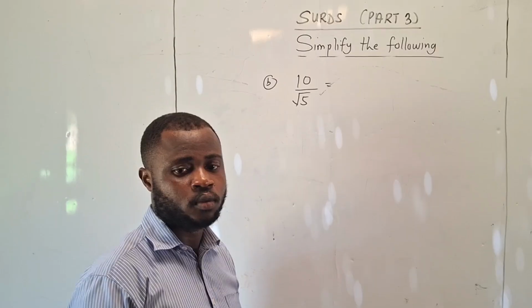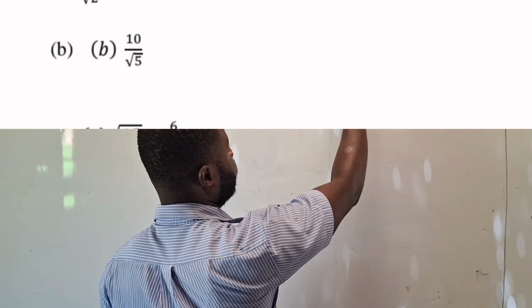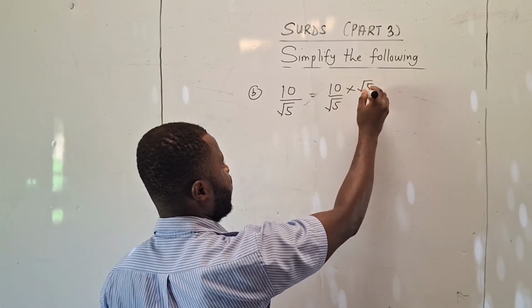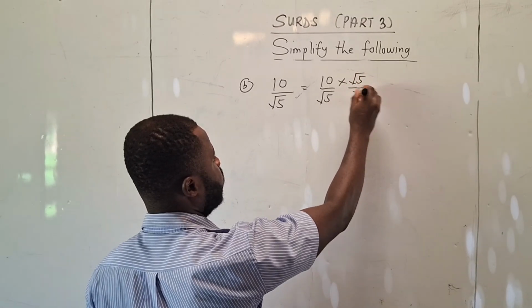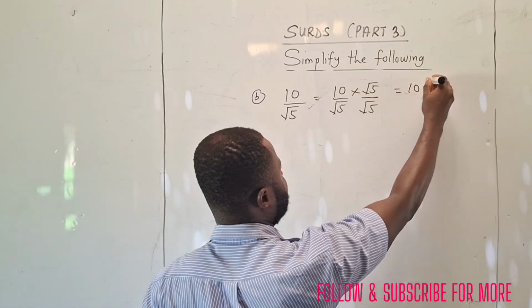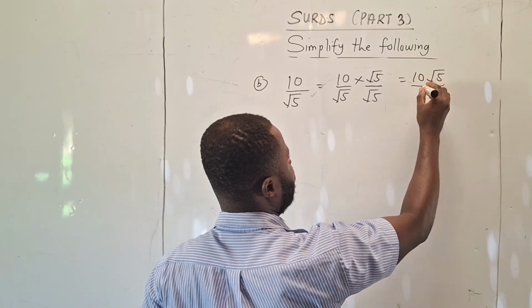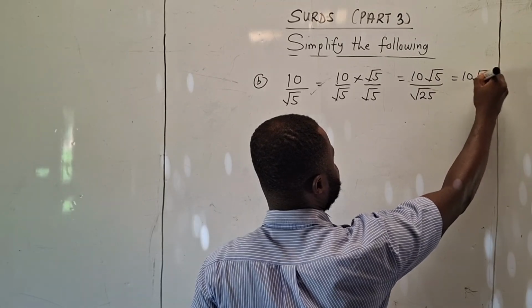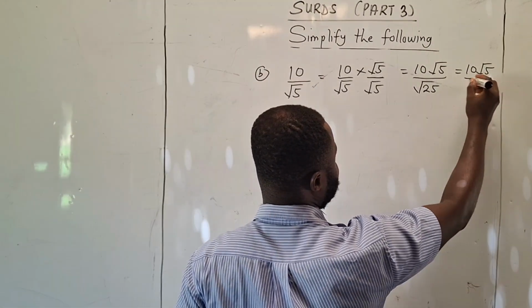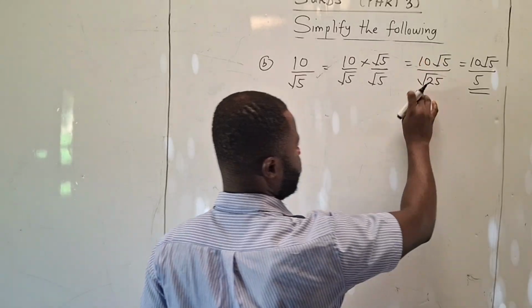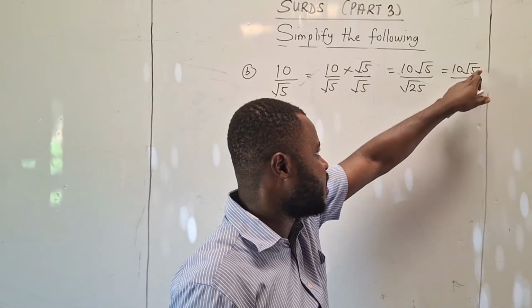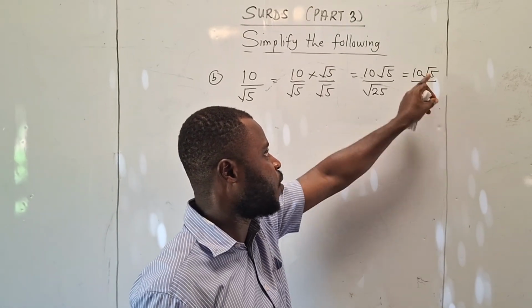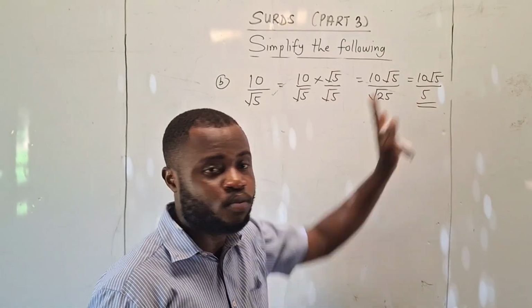Let's take another question. We have to simplify 10 over root 5. So this one, 10 times root 5 all over root 5, will give us 10 root 5 all over root 25. To simplify it again, we have 10 root 5 all over 5, because the square root of 25 is 5. And this is a surd because we can't simplify this. So if you get a perfect square number in the square root in surds, you should know that you have to break it down.